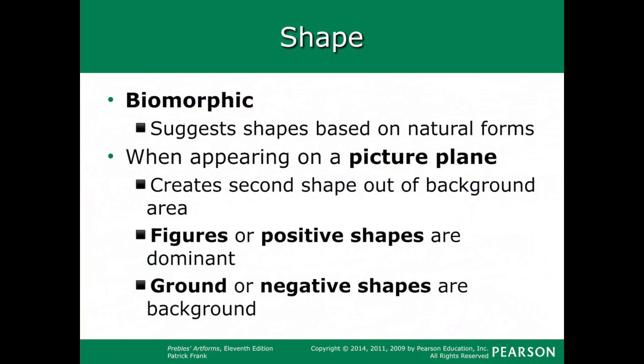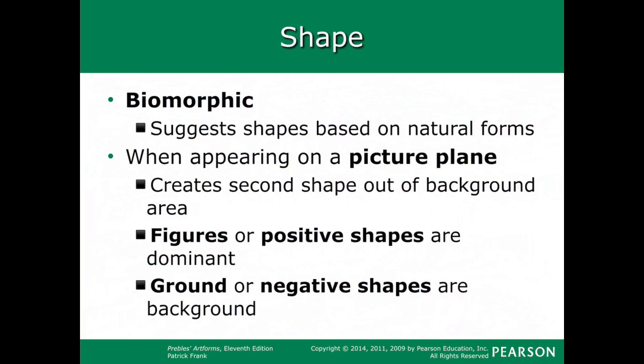There are also biomorphic shapes. They are shapes that suggest a shape based off a natural form. So if there's a connection between an object and that it looks like a natural object, we call that biomorphic. Bio meaning life, morph meaning shape. So biomorphic shape, anything that is connected to life or nature.